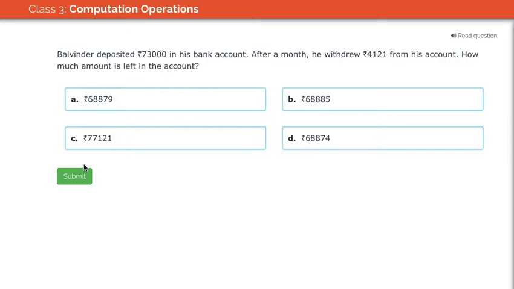So let's see by subtracting. 73,000 minus 4,121.